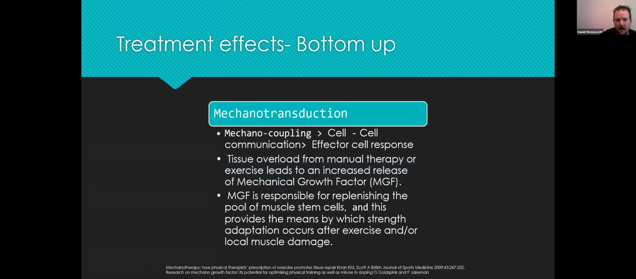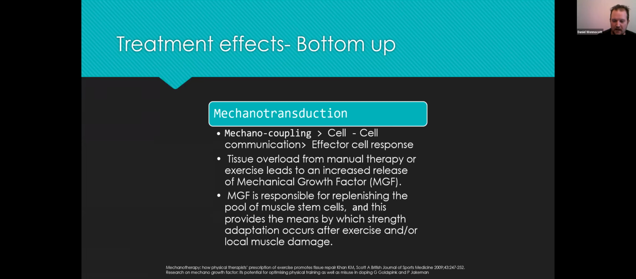Another thing to consider, and you often see this given as reasoning for manual therapy effects, is mechanotransduction. So basically where you put a force or a load into the tissue, it then ultimately drives a response that releases mechanical growth factor, which is useful for replenishing things like muscle stem cells. So you've got to remember, as much as we are putting mechanical force in the body, when people walk around, they lift stuff, they move, they go about their day-to-day life, they're also putting force into the body.